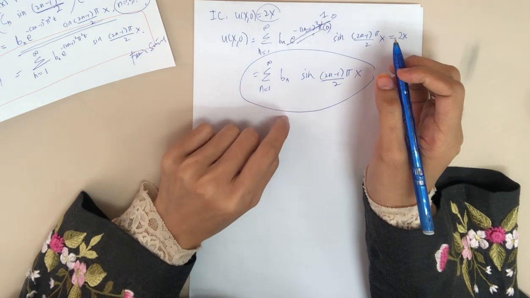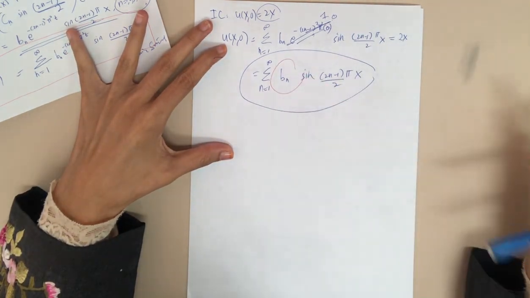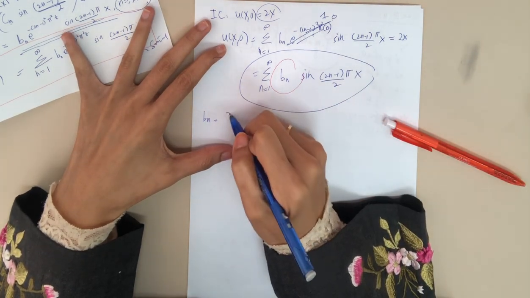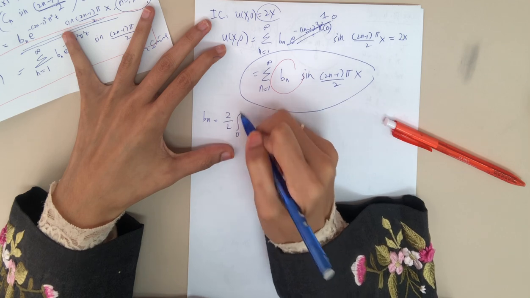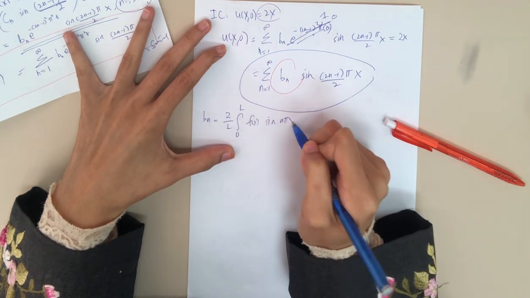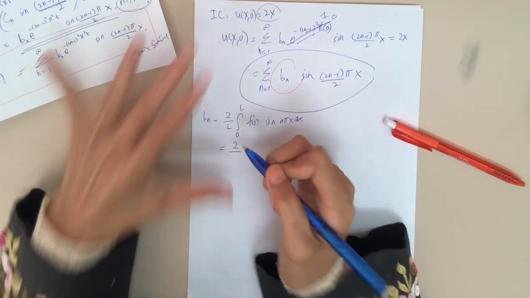So we need to find your Bn. You need to find your Bn. So your Bn is equal to what? 2 over L, is it? 2 over L, and then integral from 0 to L, f(x) sine n pi x dx, sorry, dx. Okay, so 2 over L. What is your L here?